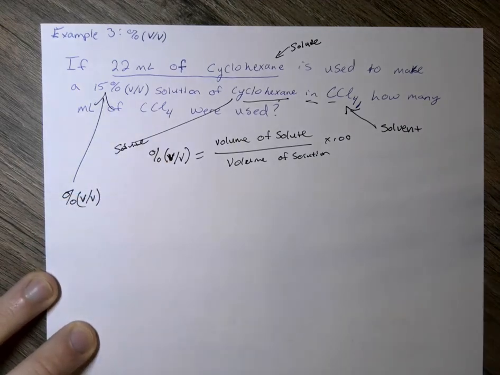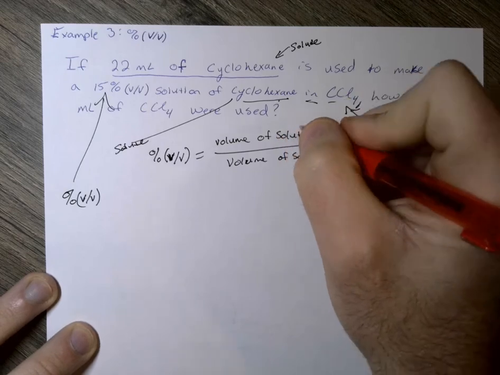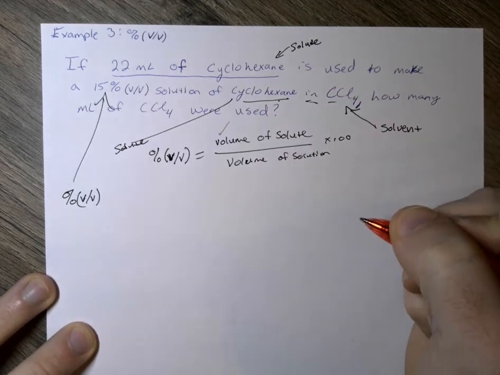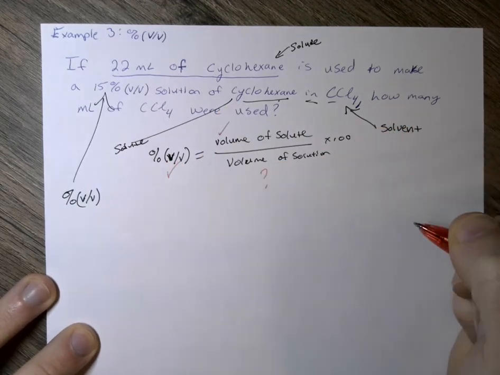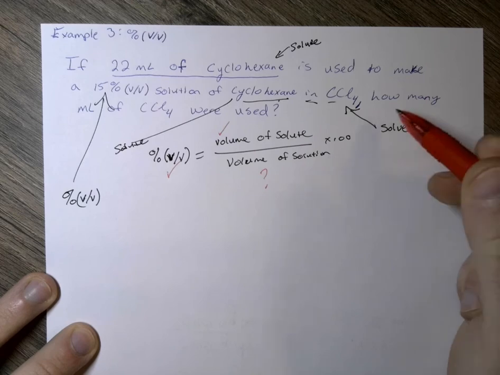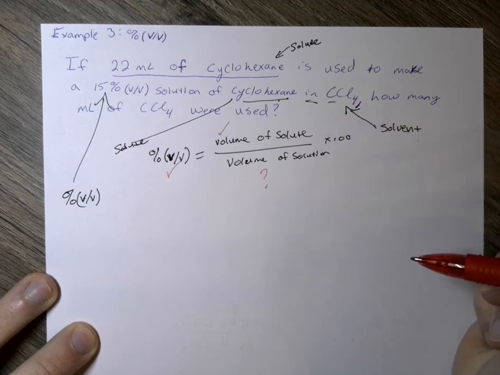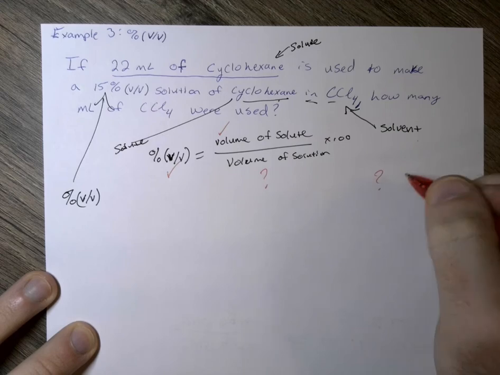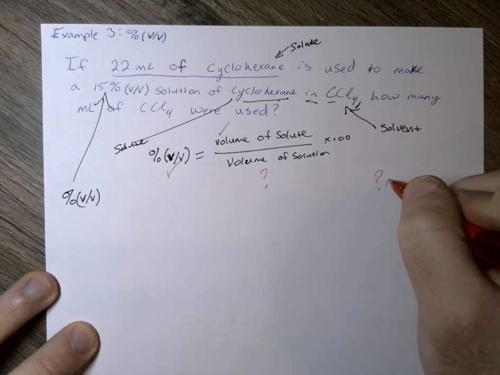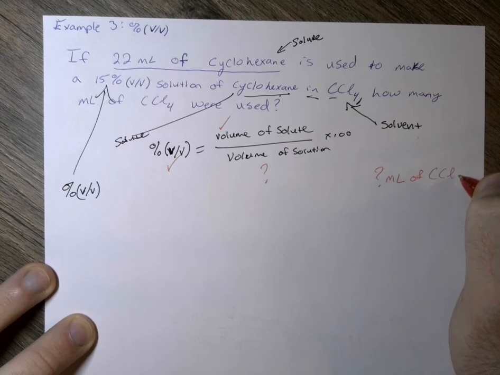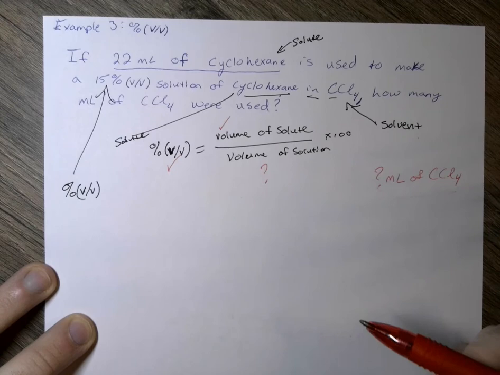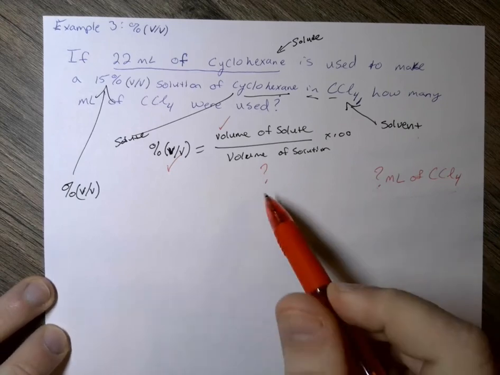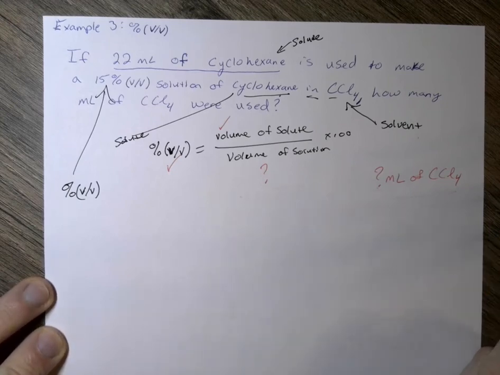So if I check off what I know and what I don't know, I know volume of solute. I know percent by volume. I don't know the volume of solution. And CCl4 is not the solution, it's just the solvent. So that means I also don't know the volume, milliliters, of CCl4. This answer here, the CCl4, is not the same as your answer to the volume of solution, but I have to have the volume of solution to identify that. So let's begin.